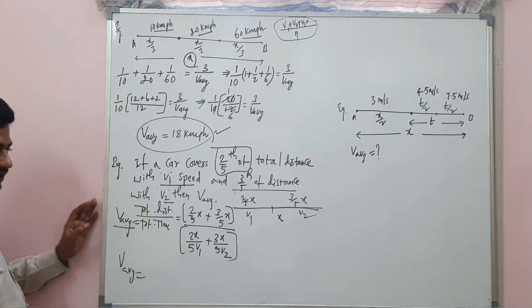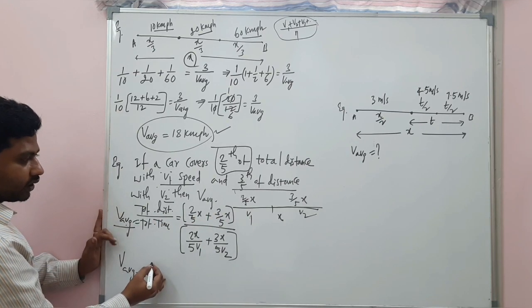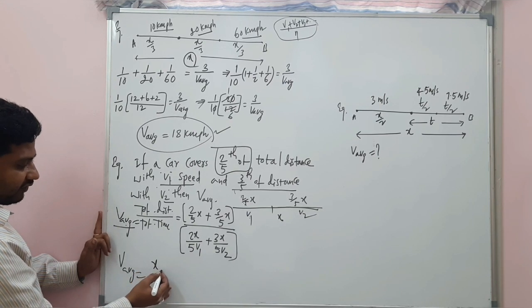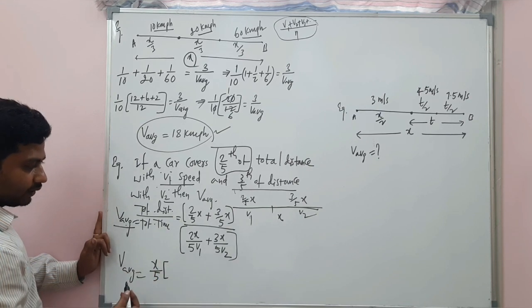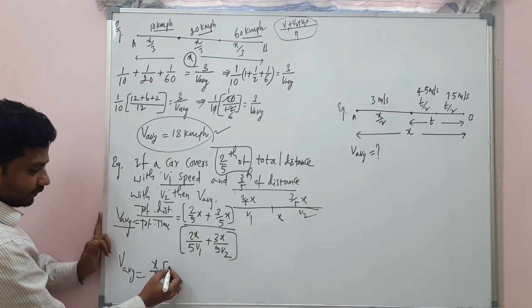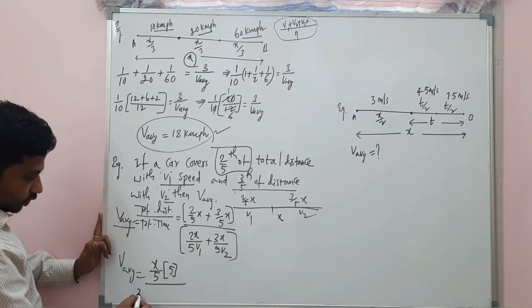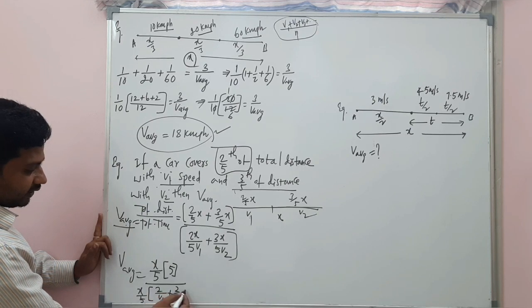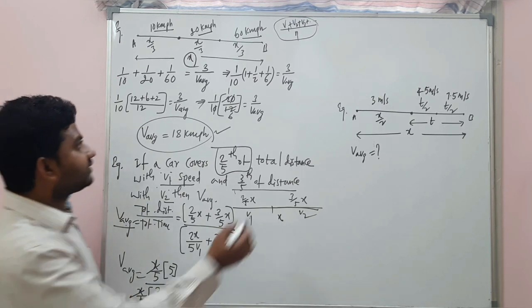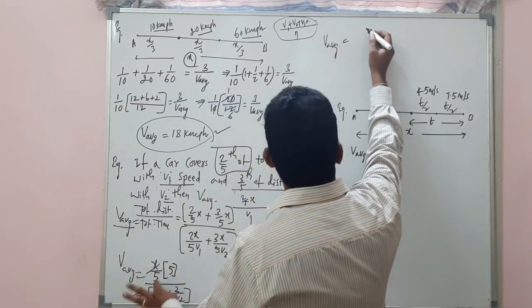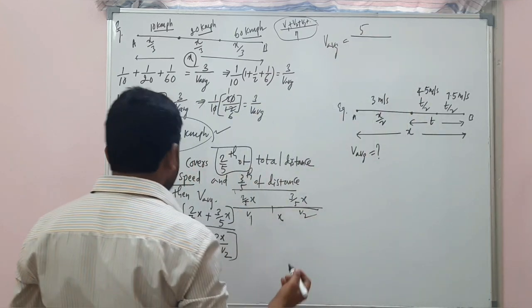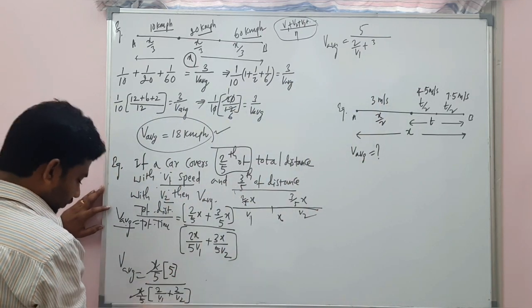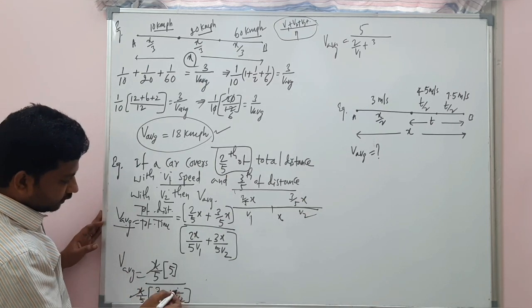Average speed or average velocity in this case, what can you take common in the numerator? You can take x by 5 common. If you take x by 5 common, what you get is 2 plus 3, that is 5, in the numerator. Denominator also you can take x by 5 common. x by 5 cancels. V average is equal to 5 divided by the new denominator, 2 by V1 plus, sorry, 3 by V2 here.